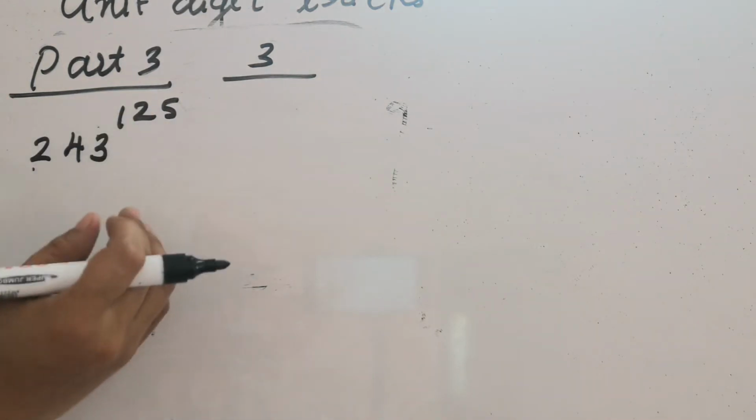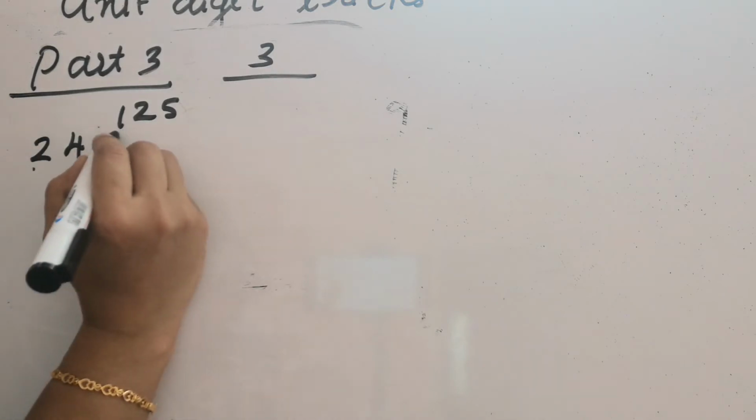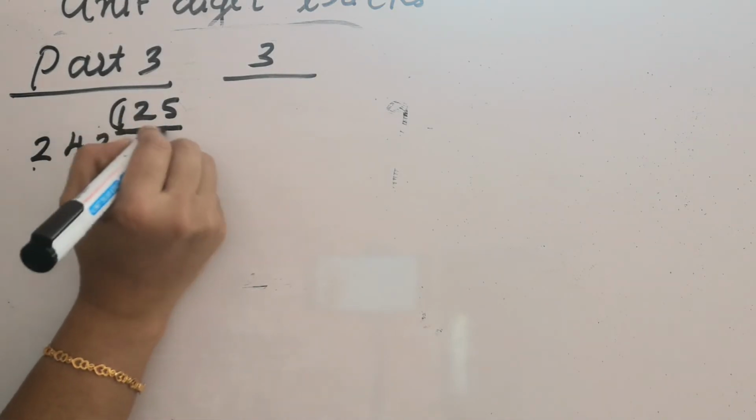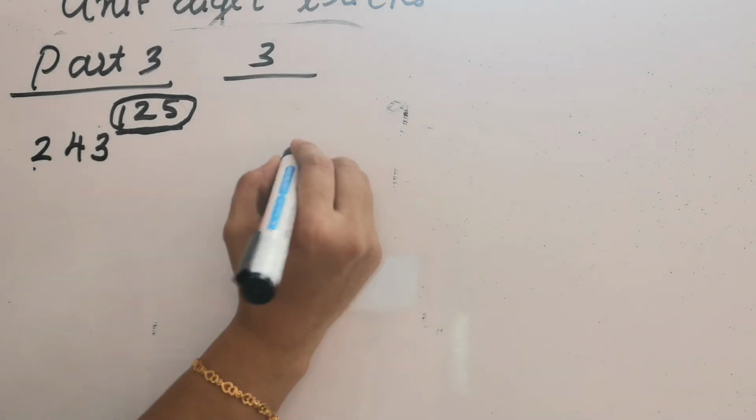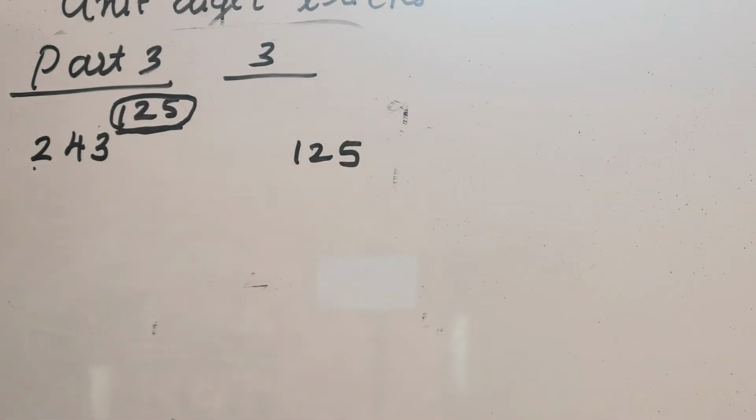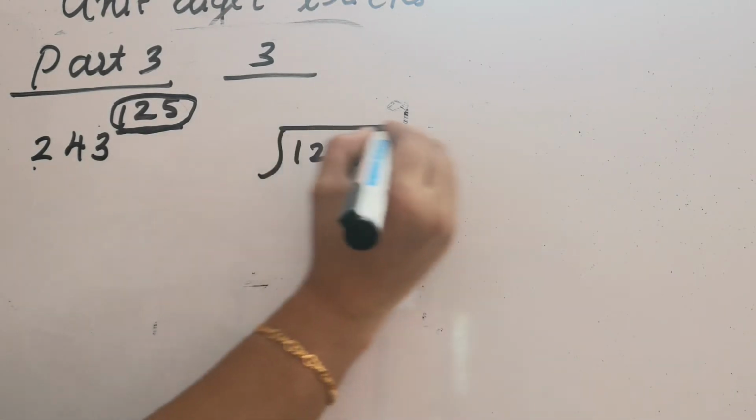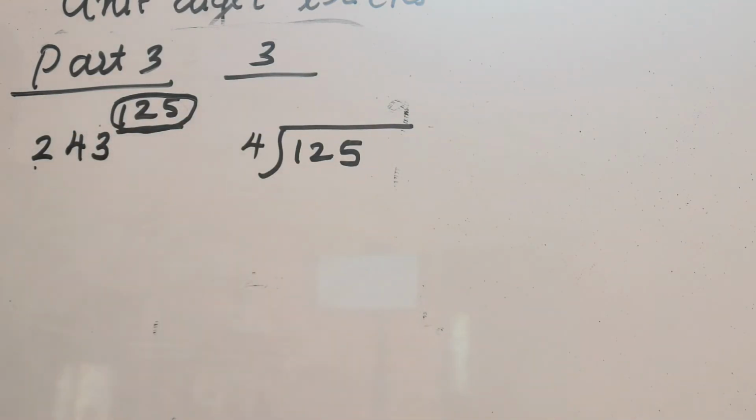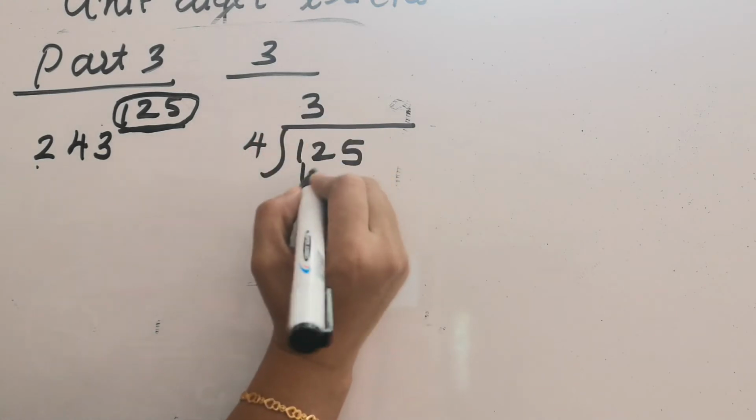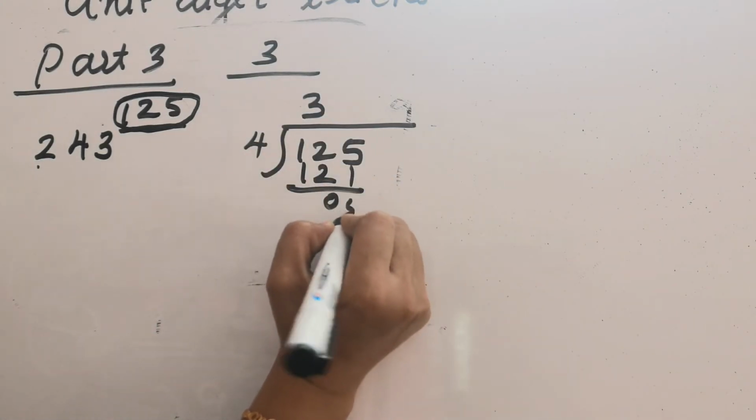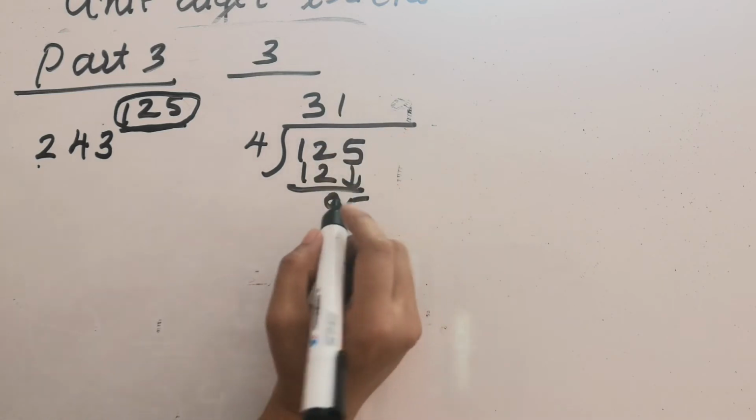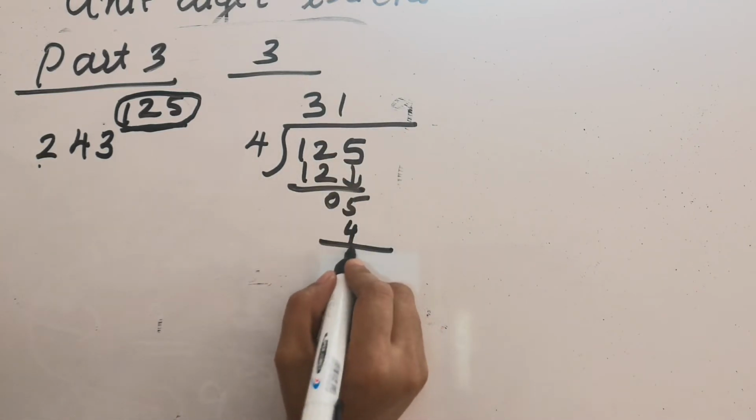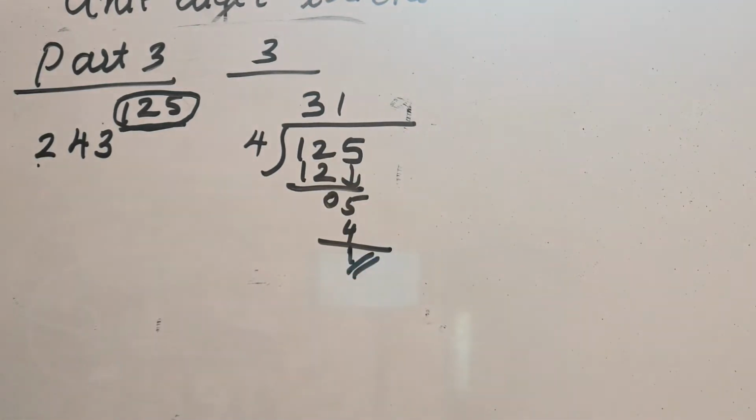Then, after finding the power of this number, it is a very large number, so we can only look at the exponent. Here the exponent is 125. Our second step is to divide 125 by 4. So we get 31, and 4 times 31 is 124. So the remainder becomes 1.